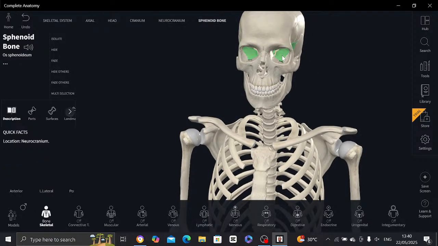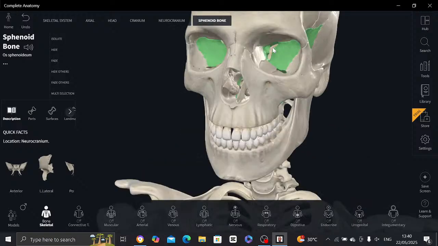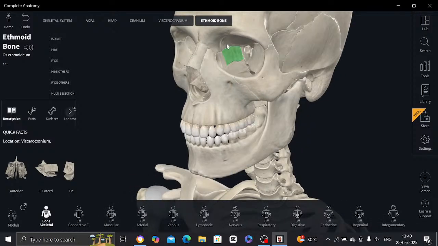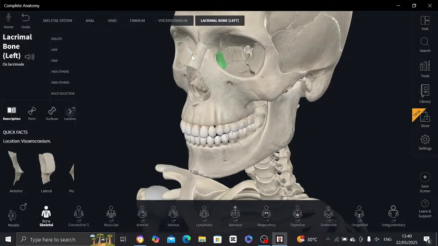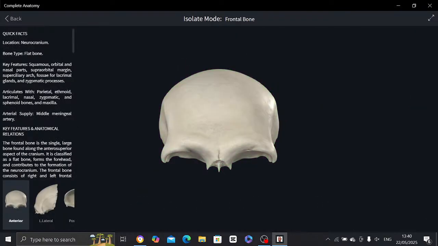Also, if we go through the orbital cavity, we can see it attaching to the sphenoid bone, and in between you can see the superior orbital fissure. Then on the medial aspect of the orbital cavity, you can see it attaching to the ethmoid bone posteriorly and the lacrimal bone anteriorly. So basically, the frontal bone articulates with the parietal, ethmoid, lacrimal, nasal, zygomatic, sphenoid, and the maxilla.